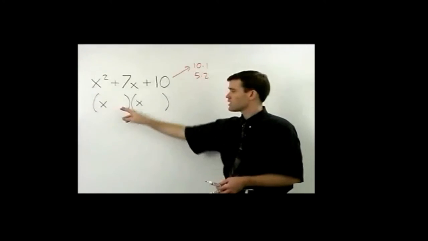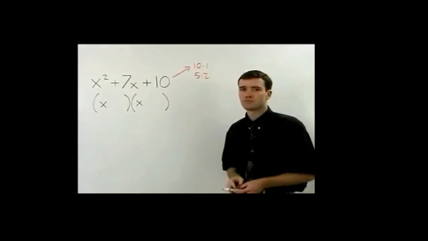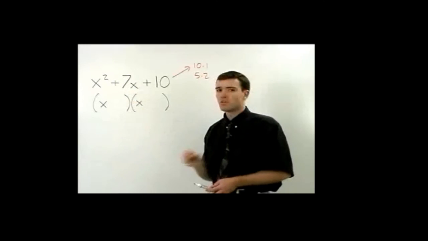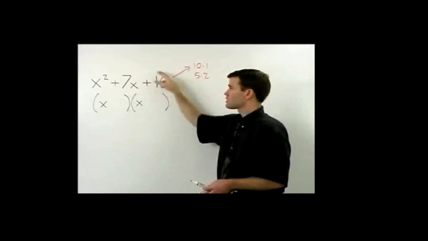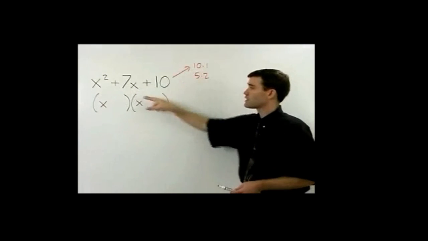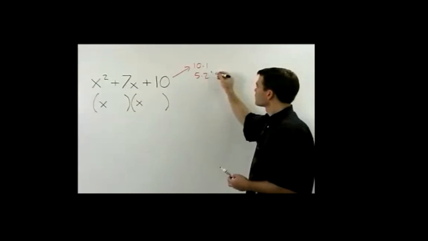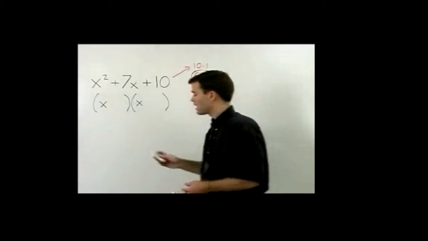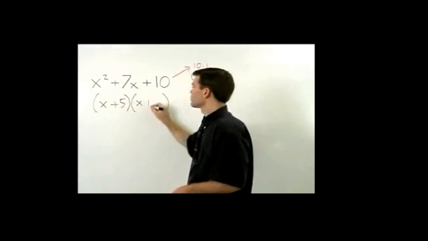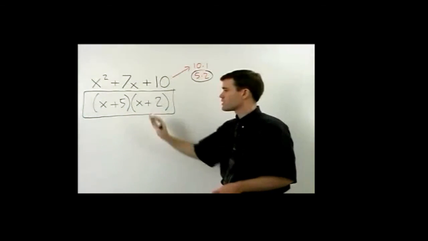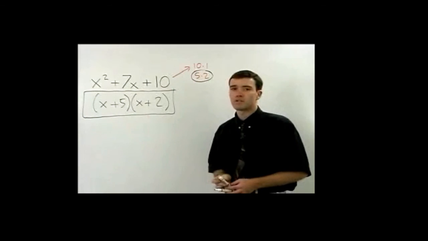So how do we know whether to use a 10 and a 1 or a 5 and a 2? Well, take a look at your middle term in your original polynomial. The rule is the factors of the last term that you will use have to add to the middle term in the original trinomial. So which pair of factors adds to 7? Well, 5 and 2. So we're going to put a 5 in our first binomial and a 2 in our second. And there's your answer, which is a factored version of x squared plus 7x plus 10.